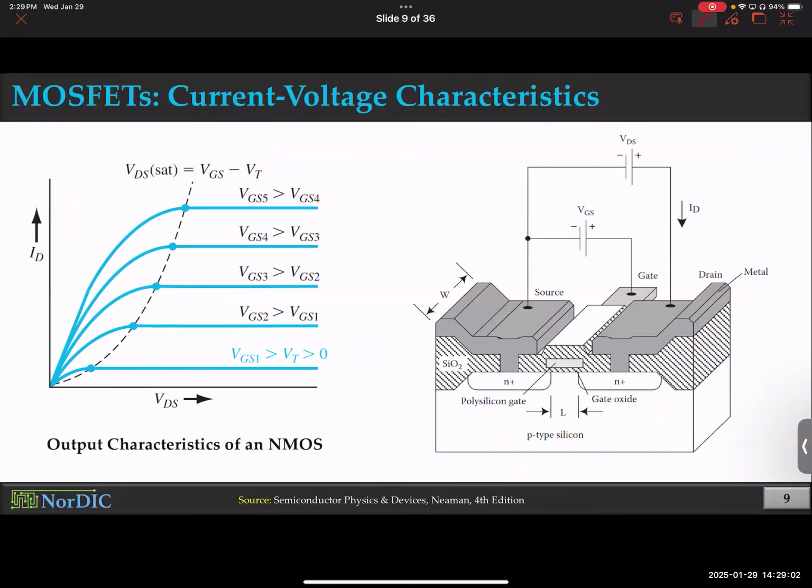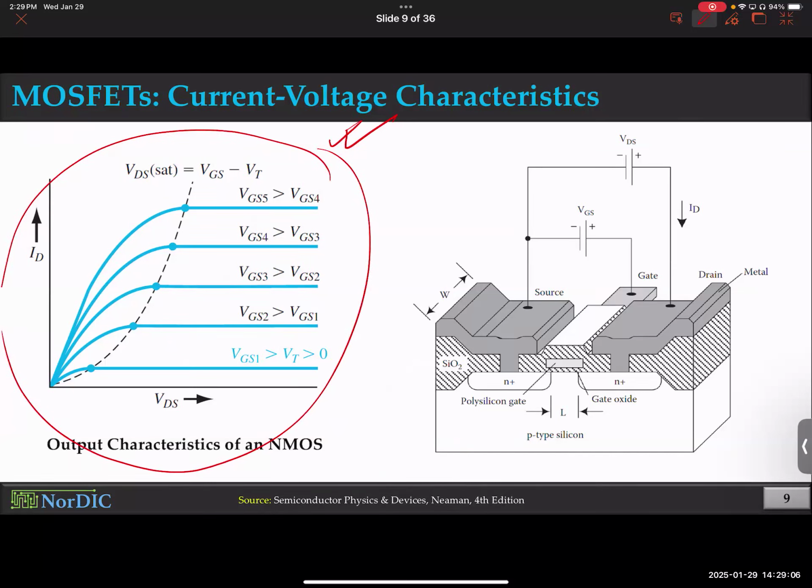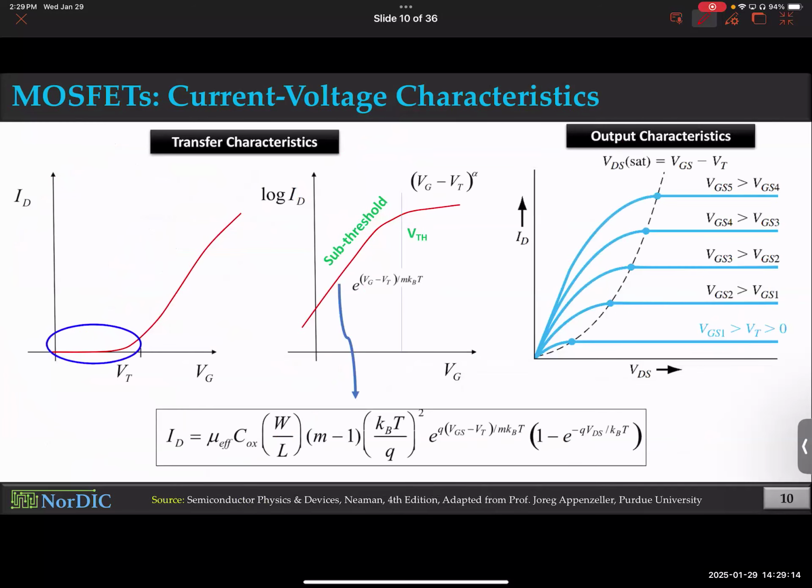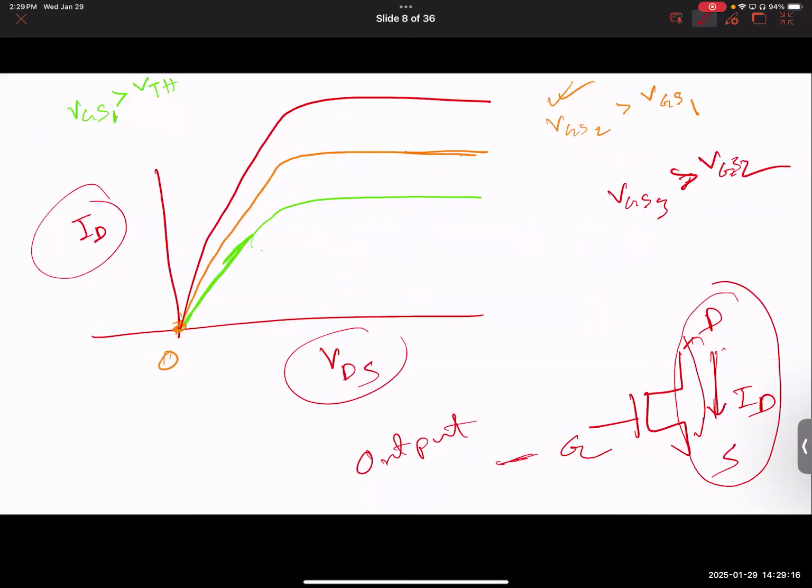Now, this is the output characteristics. Just explained, so I don't have to go through this slide. I've just explained this. The more VGS you apply, the higher the current levels are. Take a look at it at home. Okay, next is the transfer characteristics, and I'm going to talk about that now.